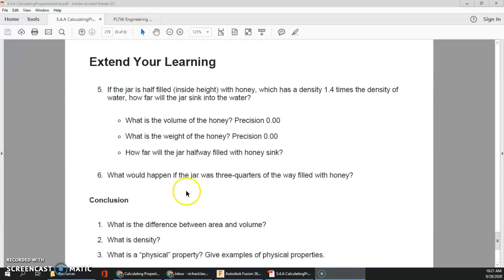Okay. Now here's a little bit of an extra challenge. What if we fill the jar up halfway with honey? Okay. So the honey is also denser than water, so that means it sinks. And so basically the honey is adding to the weight of the jar. If the jar is half full, you can figure out what the volume of the honey is and then use that volume and weight density to find out how much the honey weighs, and then how far will the weight of the jar plus the honey sink down into the water.